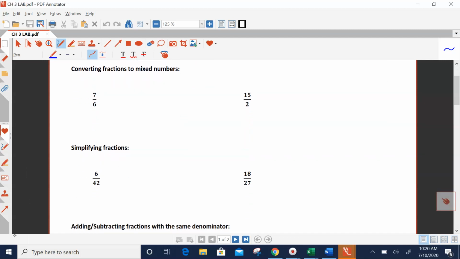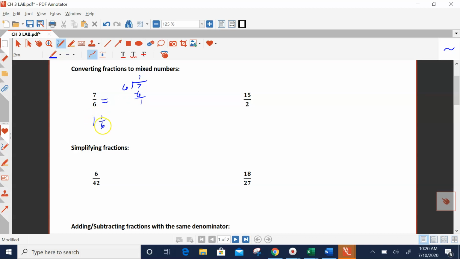I believe in my previous video on the Geometry in Chapter 2 lab assignment, we looked at converting mixed numbers to fractions. Well, let's go the other way. Let's just convert a fraction to a mixed number. If I have a fraction like 7 over 6, and I want to convert that to a mixed number, really all I'm doing is dividing it out. I'm dividing 6 into 7. It goes once with a remainder of 1. So 7/6 would be 1 and 1 over 6.